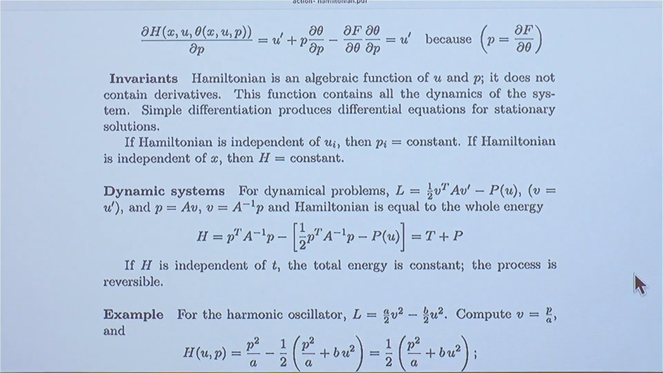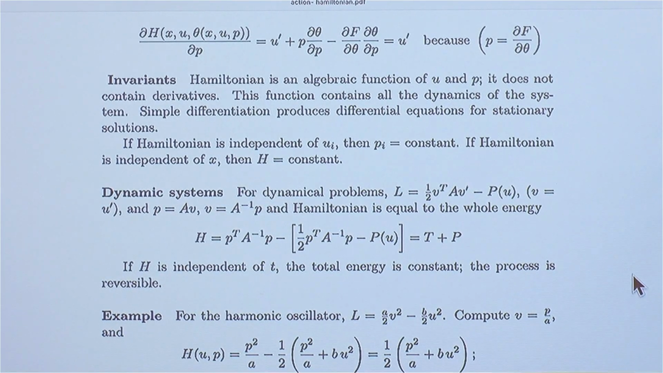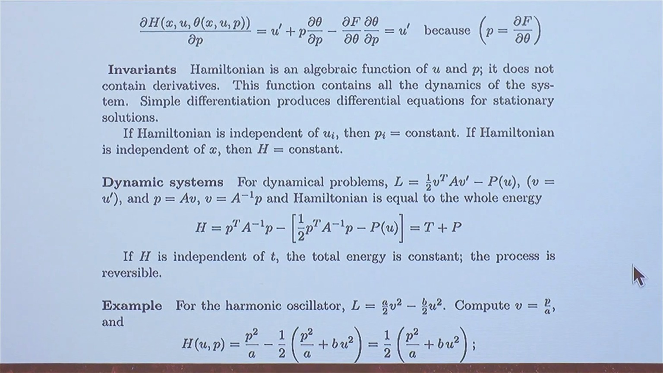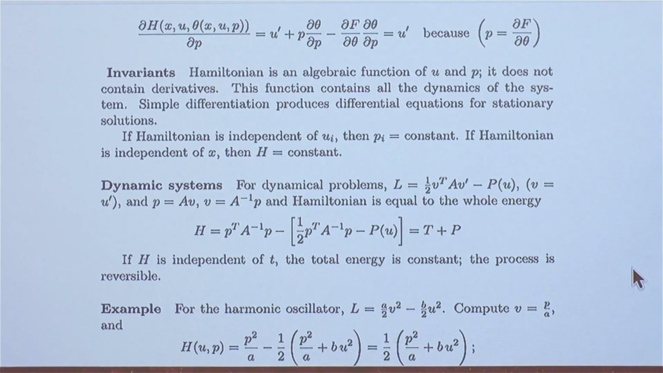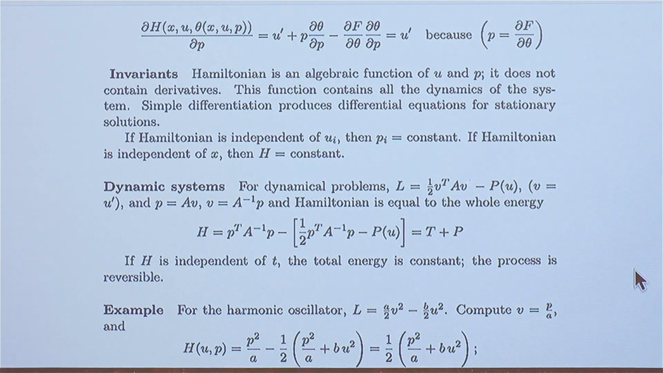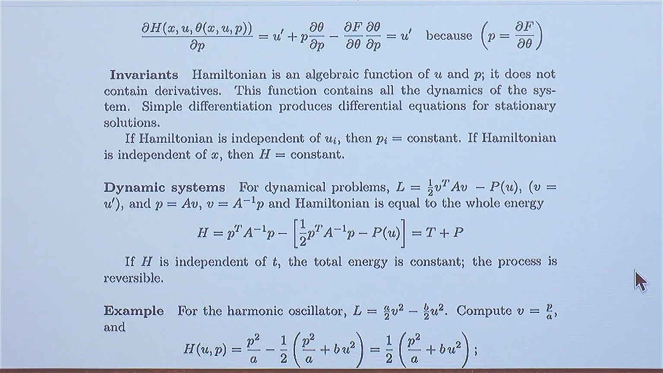In, say, atomic physics, in order to explain the behavior of a particle, it is conventional to write the Hamiltonian of this particle, and all the weird behaviors will be derived by simple differentiation of this Hamiltonian. If the Hamiltonian is independent of x, or in time-dependent problems of time, then it is constant. So those are the advantages of using the Hamiltonian.